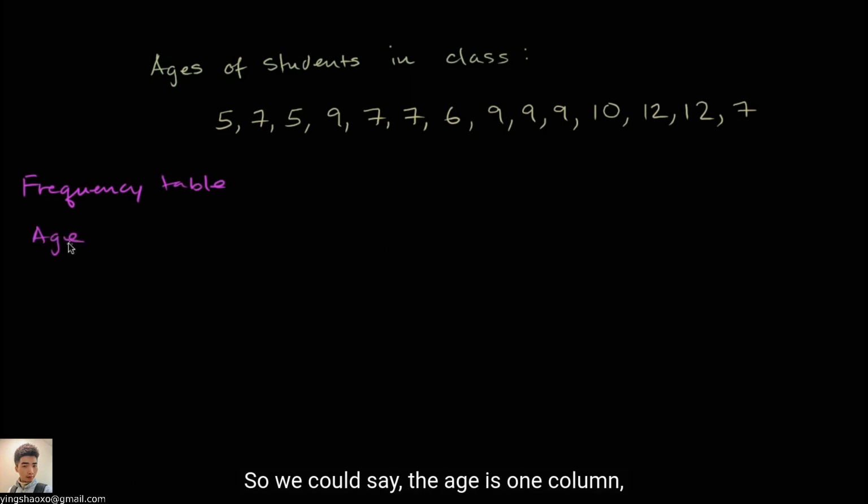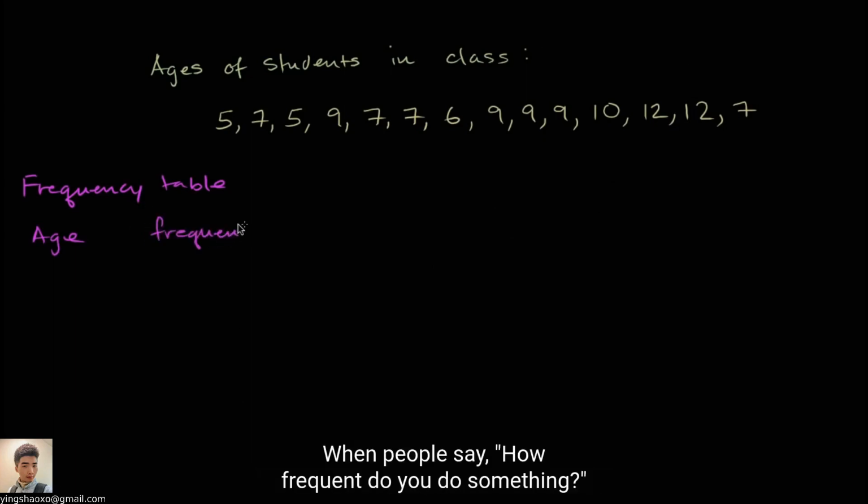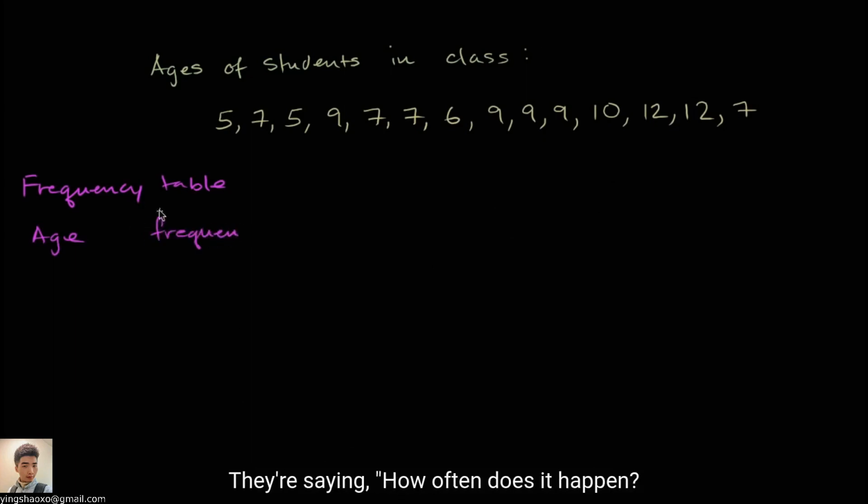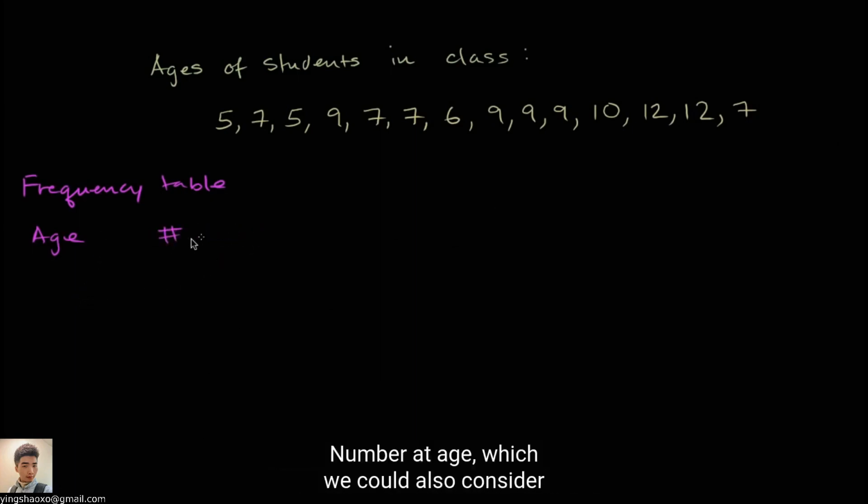So we could say the age is one column, and then the number of students of that age. Or we could even say the frequency. People say, how frequently do you do something? They're saying, how often does it happen? How often do you do that thing? Frequency. Or actually, let me just write number. I'm always a fan of the simpler number at age. You could also consider the frequency at that age.